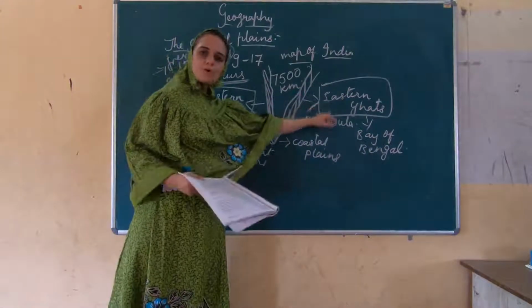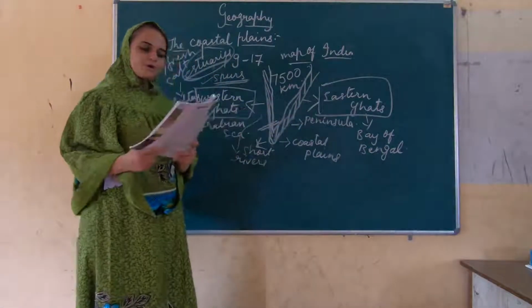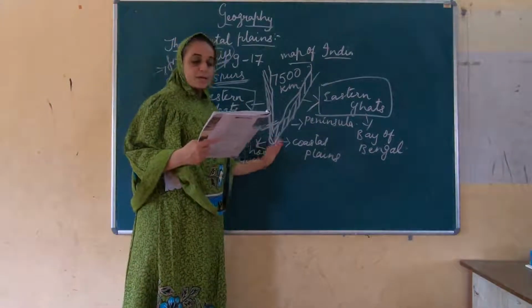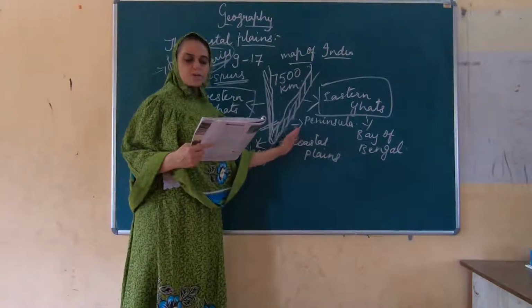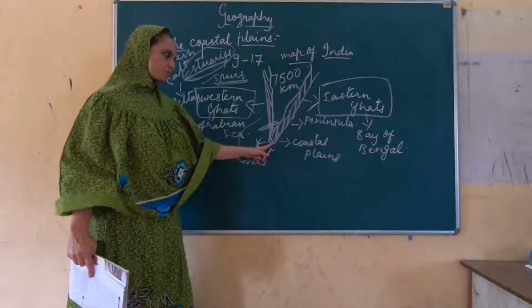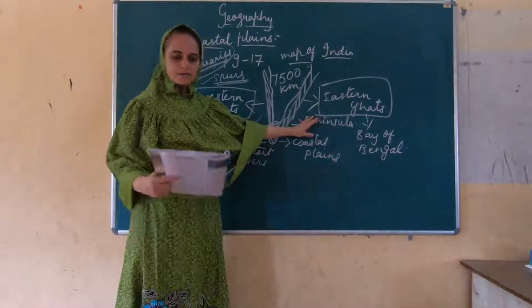Eastern Ghats borders the Bay of Bengal. It is formed as a result of depositional work of rivers. Many east flowing rivers rising from the Western and Eastern Ghats meet this coast. So what is said about the Eastern Ghats?